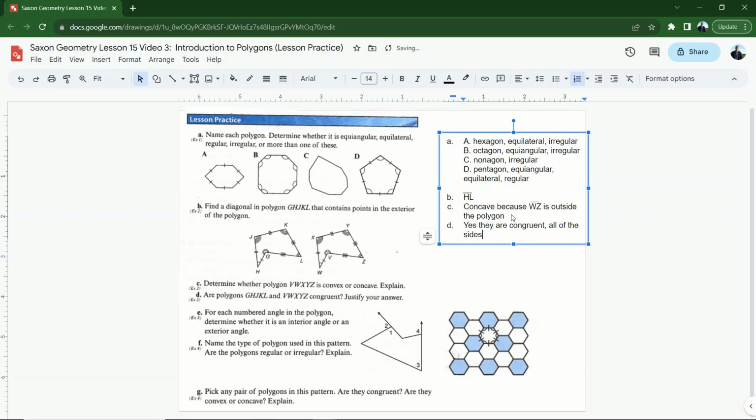All of the sides are the same length. That's the same size. And the angles are the same. That's the same shape. Okay, there we go. Letter E.